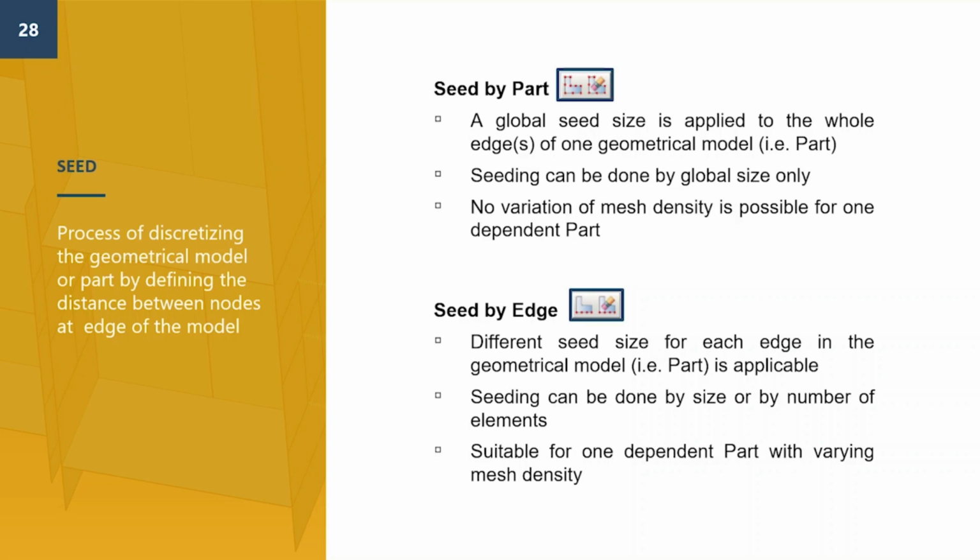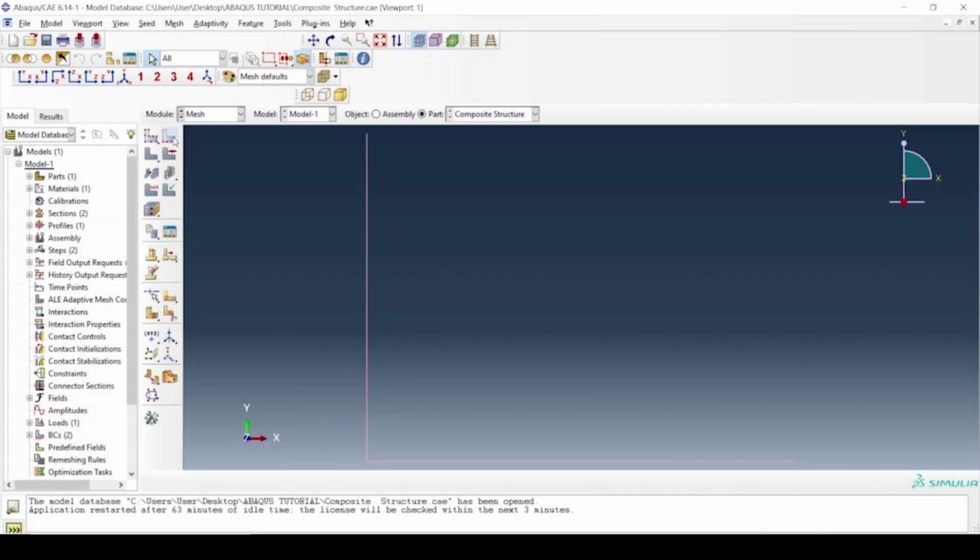This is because we wanted to have a variety of seed sizes on one part. This cannot be achieved if we are using the seed by part approach. Let's seed the steel beam first. In the module, click on the Seed by Edge icon. Select the steel beam wire feature.